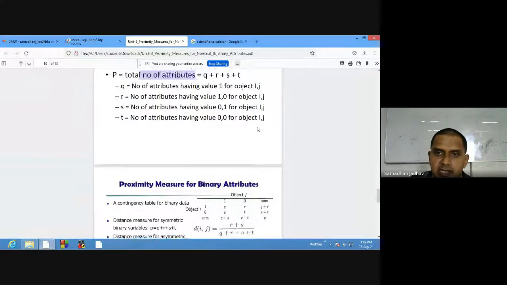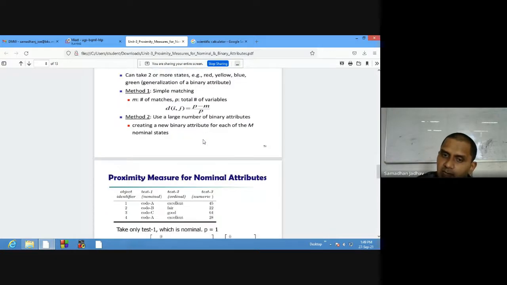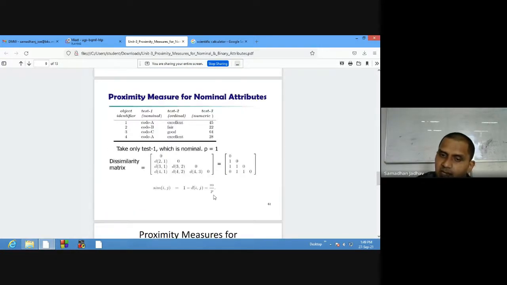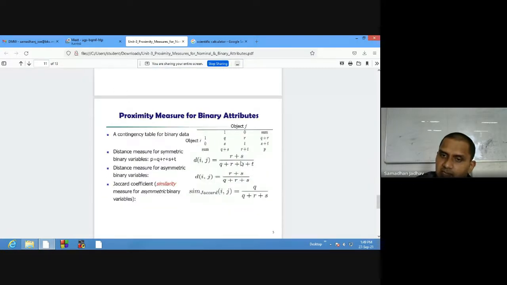Okay, so these are the formulae for binary attributes, and this is the formula P minus M by P for nominal attributes. In your online examination you may be asked what the proximity measure for a nominal attribute is. So this is P minus M by P for dissimilarity and M by P for similarity. For binary attributes, the formula is R plus S divided by Q plus R plus S plus T.